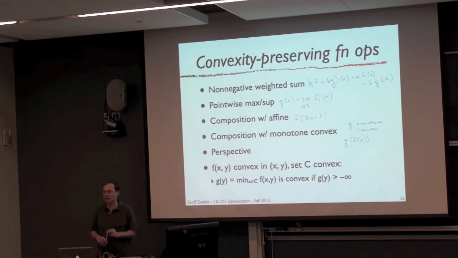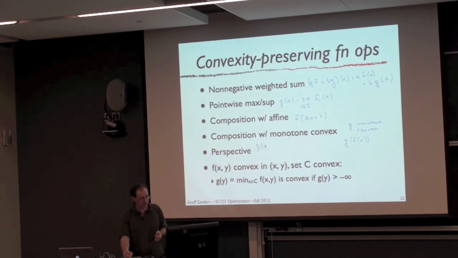So for example, if I take 1 over x, or I guess 1 over minus x, that'll be monotone increasing and convex, and I can compose that with a convex function, and it'll also be convex. There's a perspective operation for functions as well, which you can think of as being like doing the perspective on the epigraph. So what that's going to be is that g of x comma t is equal to f of x over t times t, right? Where t has to be bigger than 0.